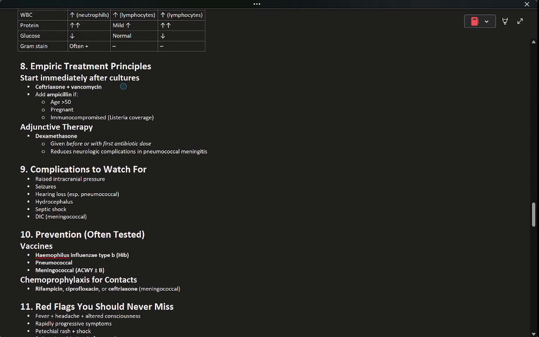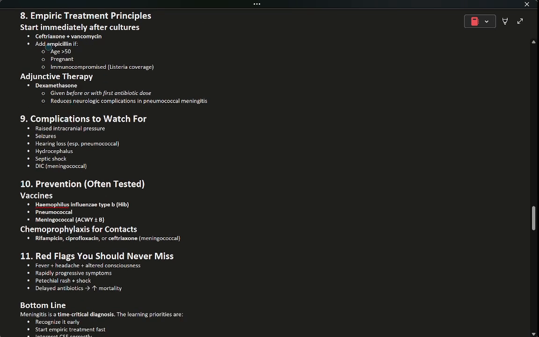And realistically, you should not wait for culture results. You need to start whatever broad spectrum antibiotics immediately, like this combination of ceftriaxone and vancomycin. And then once you get the culture results and the susceptibility test results, you can potentially narrow down the antibiotic spectrum in order to reduce the likelihood of inducing bacterial resistance. So yeah, we have these antibiotics and also an adjunctive therapy of dexamethasone.